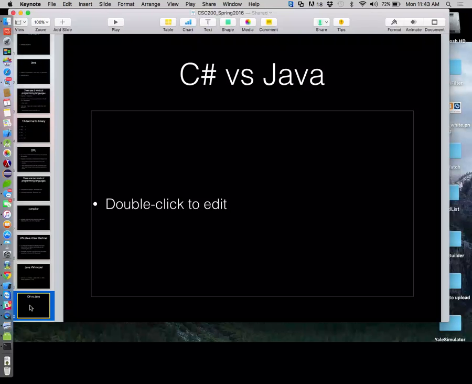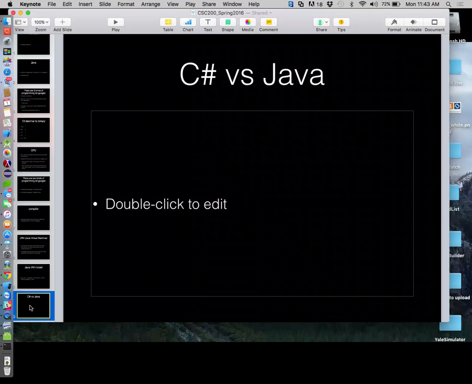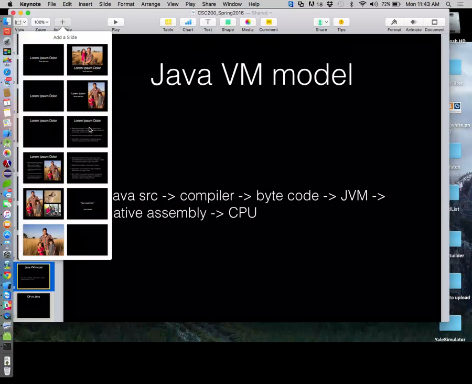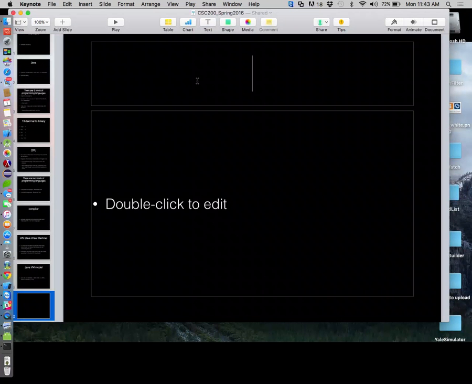So now we want to think about C# versus Java. C# is actually one of Microsoft's languages, but we need to tell a little bit more about Microsoft in order to understand this. So when Java first came out, this was in the later 90s, in 96, 97, something like that.